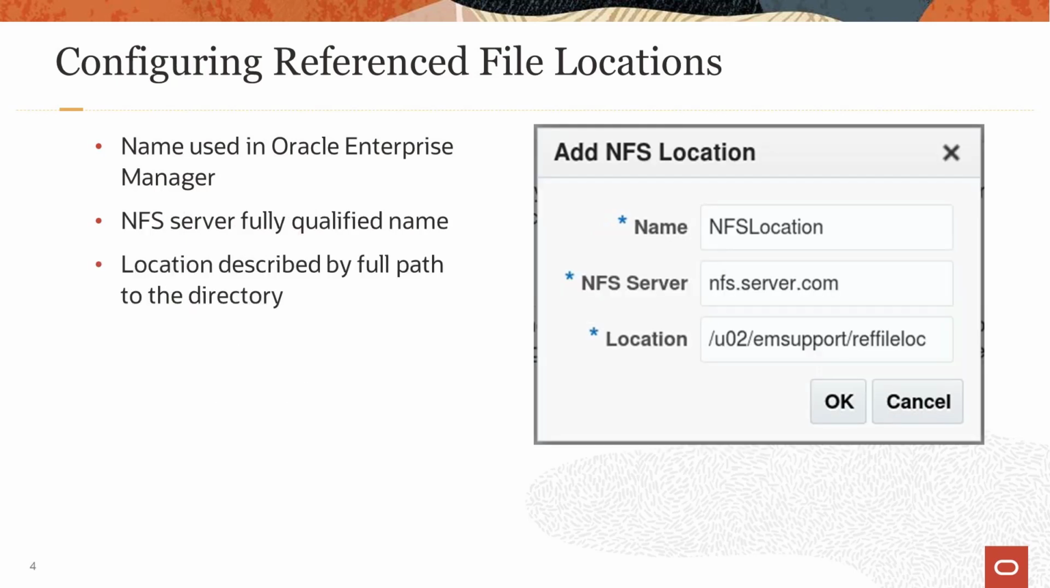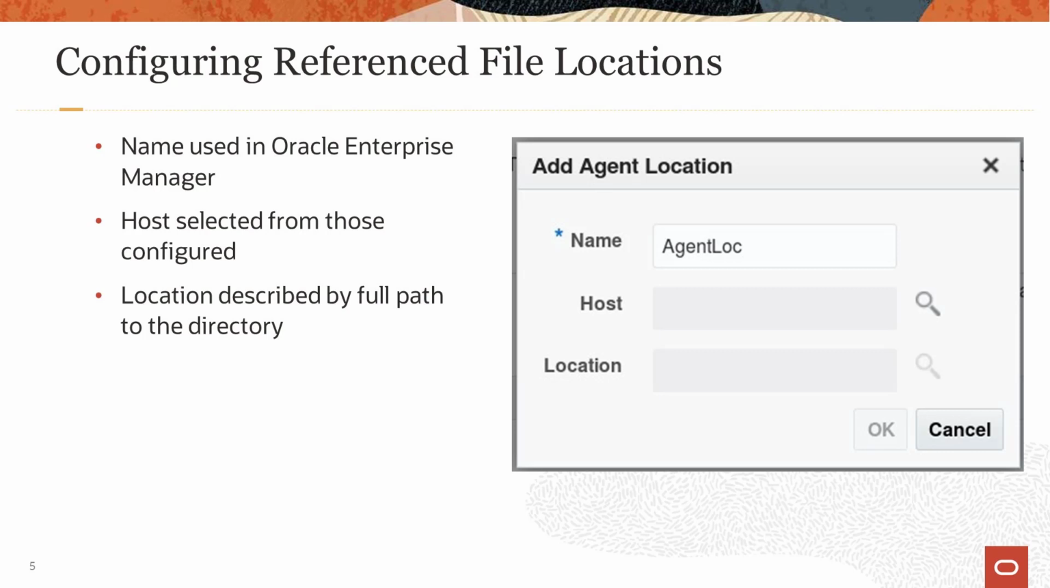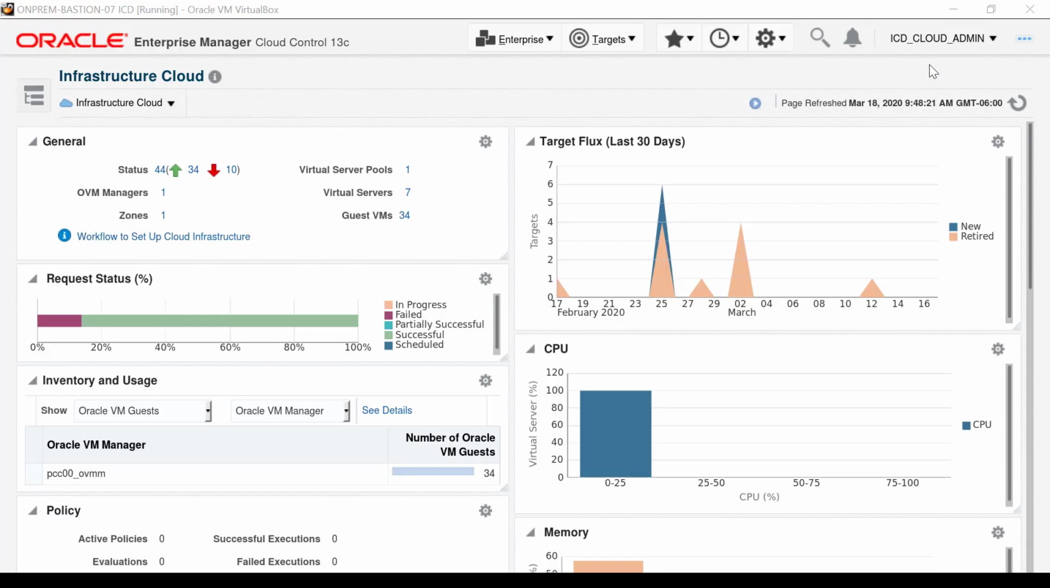Create a referenced file location for an NFS server by providing a name and the fully qualified name of the NFS server. The full path to the directory where assemblies and virtual machines are stored must be input to the location. The OMS agent type of referenced file location requires a name, the fully qualified name of the host running the agent, and the location as specified in the full directory path to the location where virtual machines and assemblies are stored.